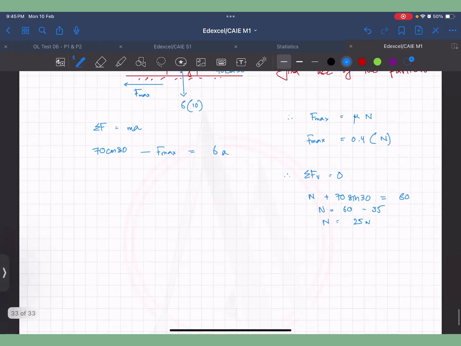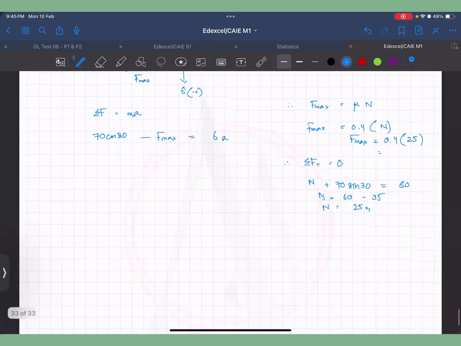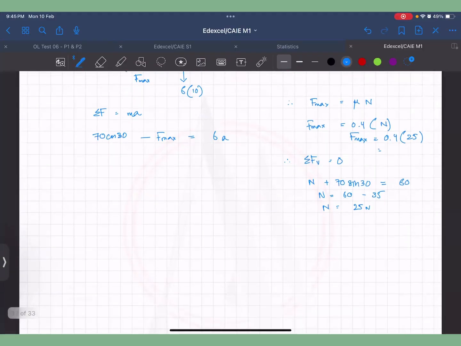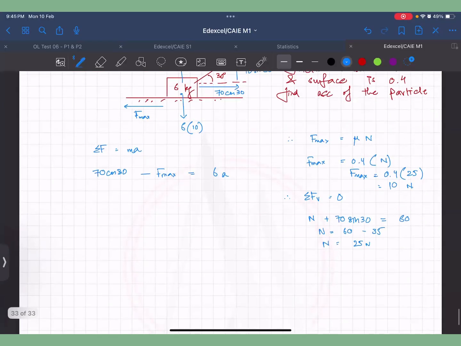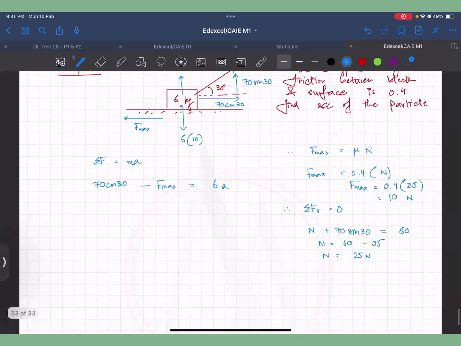So now you can replace it over here. F max would be equal to 0.4 times 25, which is 10 Newton. 10 Newton is the maximum friction that can stop the force which is causing the motion. So now F max can be replaced with 10 Newton. This is 70 cos 30 minus 10 is equal to 6a. So now you can find the value of a.